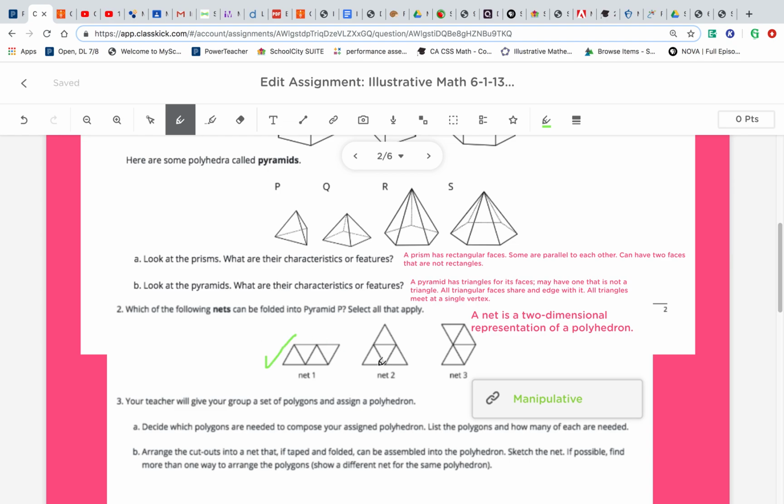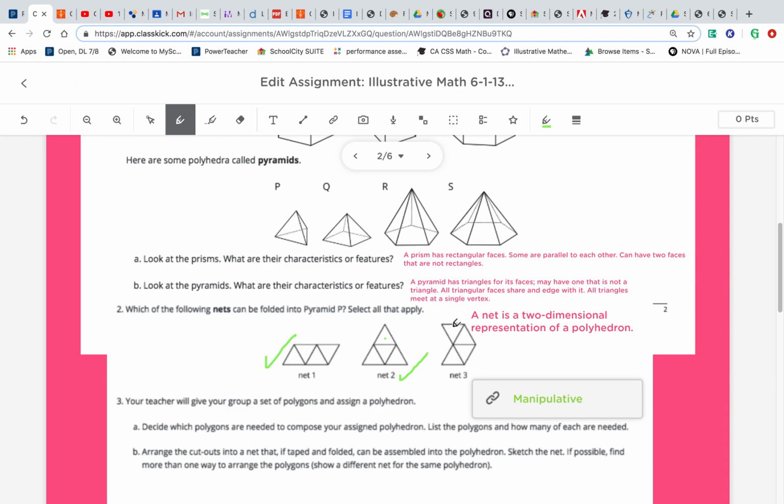And then for net 2, does it have 4? 1, 2, 3, 4. Yep, there's 4. And could we use 1 as the bottom and have 3 coming around it? Well, yeah, we could. This one looks like it would be the bottom, and then these 3 would rise up from the bottom, and then you can have it looking just like figure P does. So net 2 also would work. It's got four faces, and we can set it up just like that.